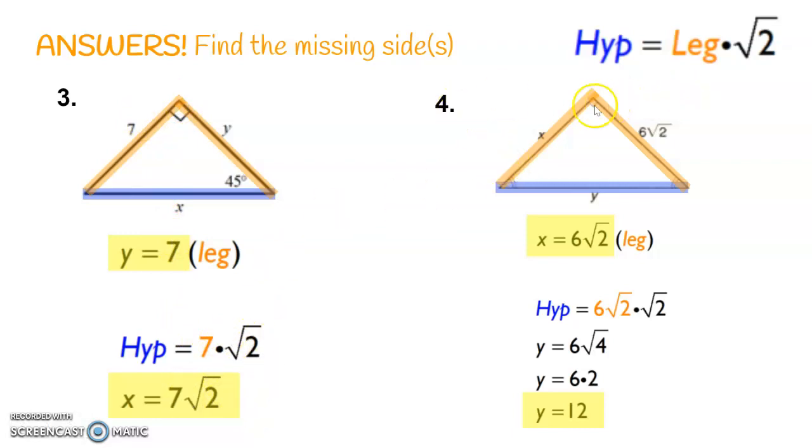Again, for problem number 4, if my orange leg is 6 root 2, my other orange leg must also be 6 root 2. Both of those orange parts must be the same length. So both legs were 6 root 2. We had to be really careful about our algebra down here at the bottom. To get to my hypotenuse, which was y, I had to take my leg and multiply it by the square root of 2. Well, 6 square root of 2 times square root of 2 is 6 square root of 4. Square root of 4 is a perfect square, so we get 2, and we got 12 for that.